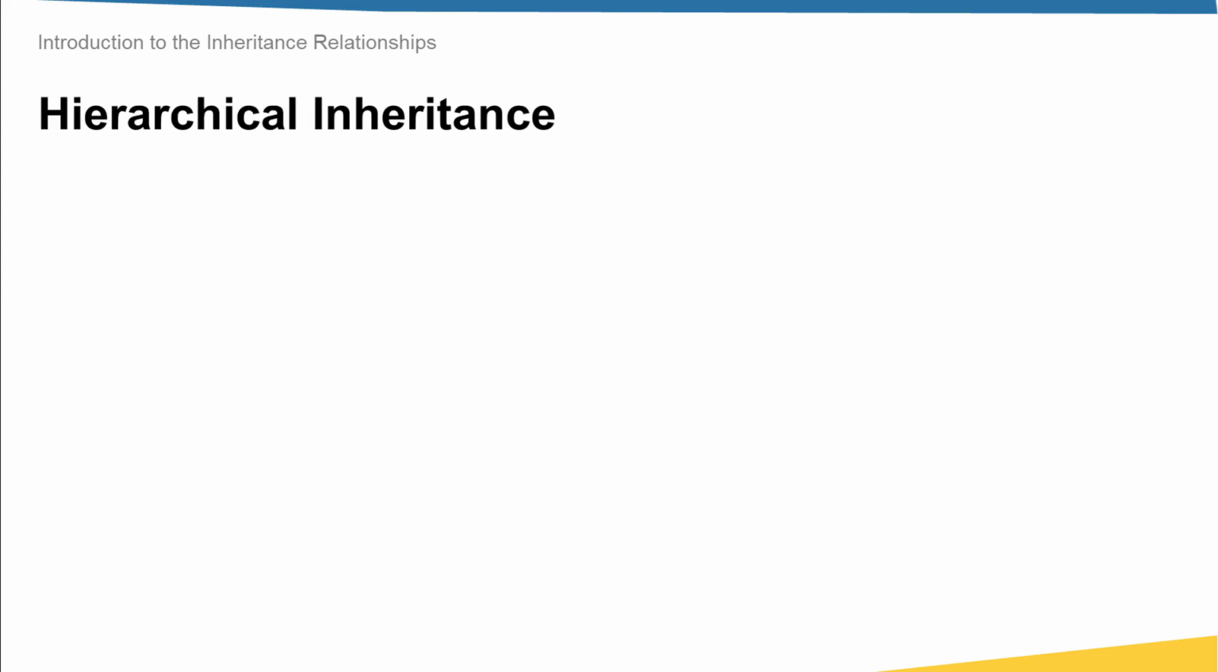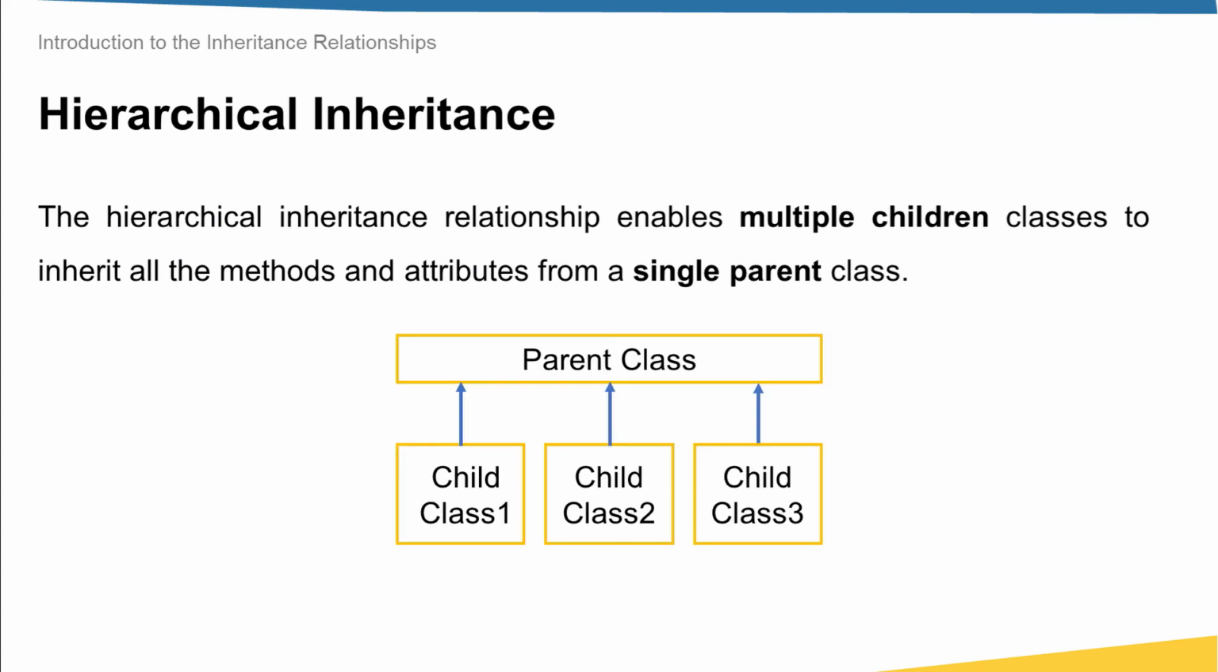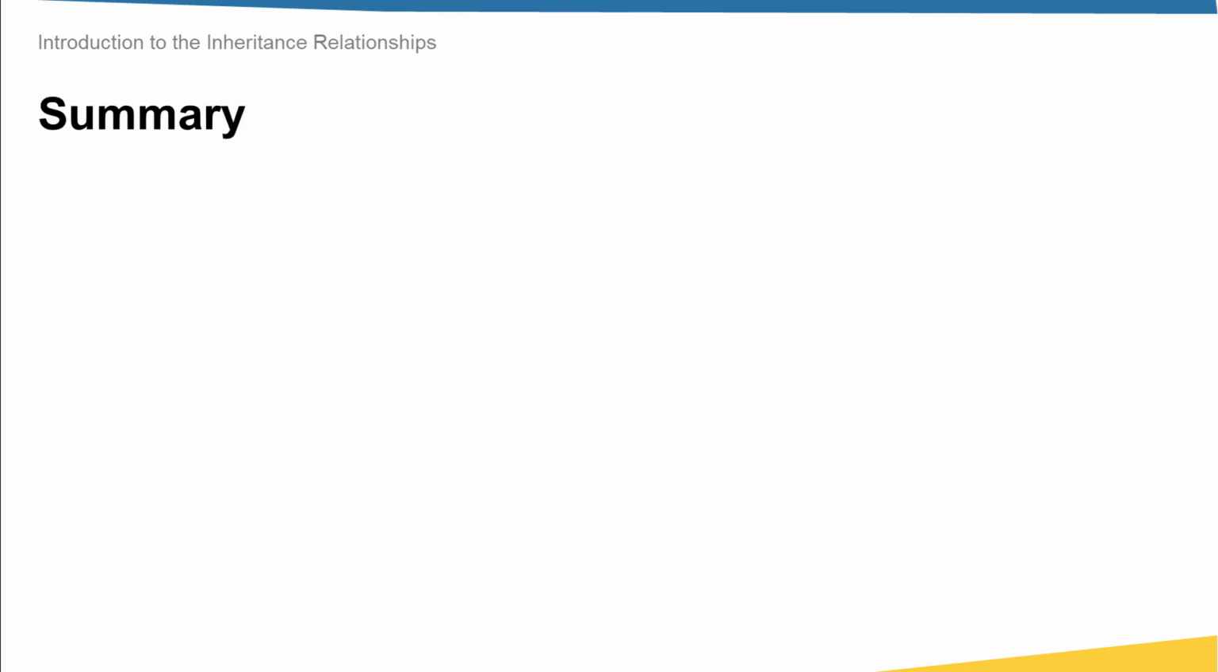The last type of this relationship is known as hierarchical inheritance. In this relationship type, we have multiple child classes that inherit all the methods and attributes from a single parent class. And visually, you can understand this relationship in the following way. We have 1, 2, and 3 child classes, and all of them inherit the attributes and methods from one parent class. That's all for this lecture.